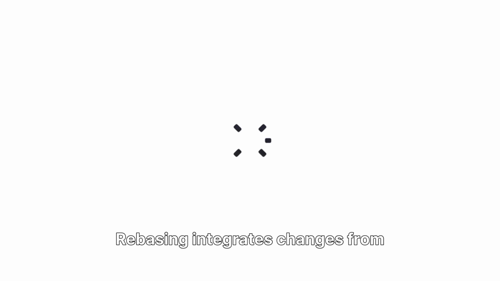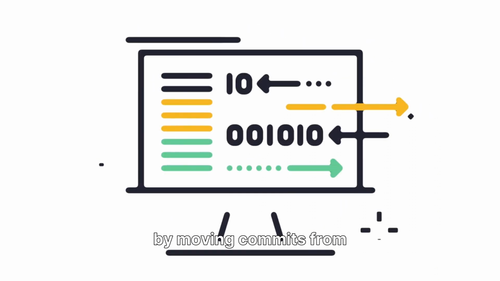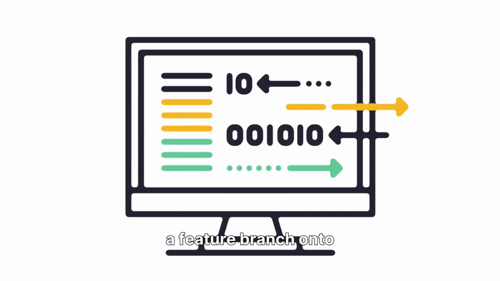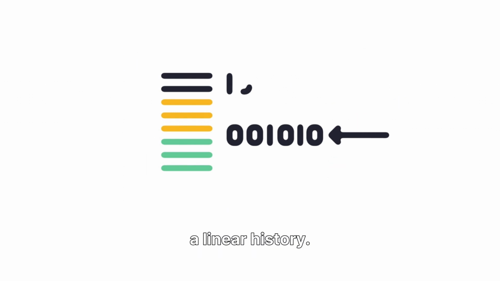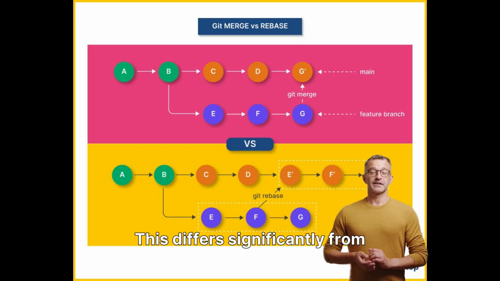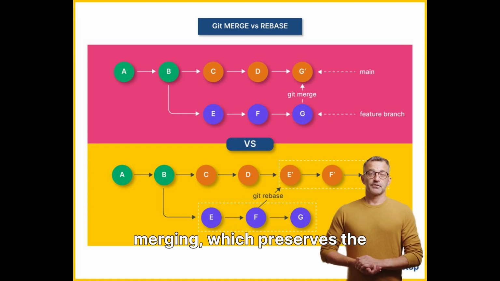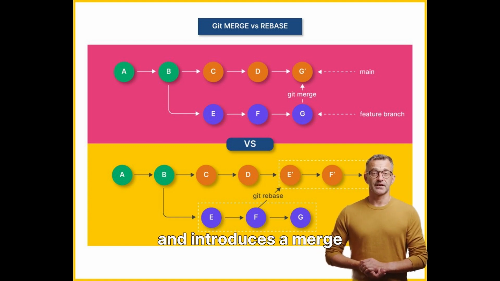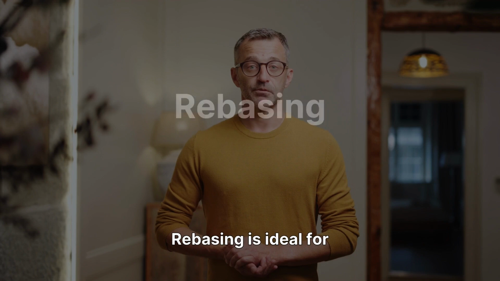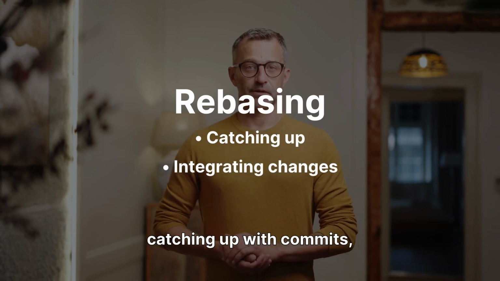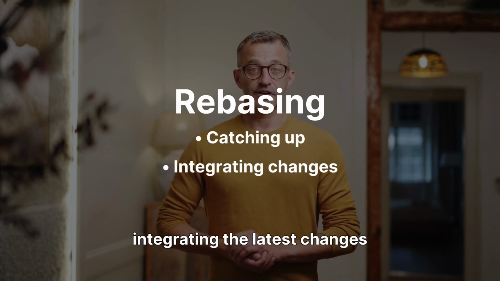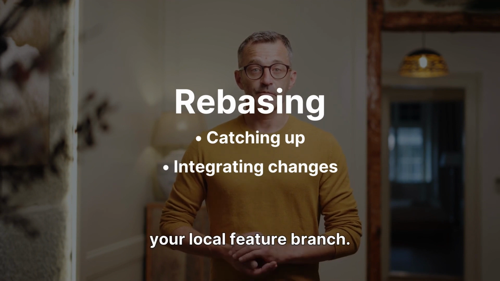Rebasing integrates changes from one branch into another by moving commits from a feature branch onto the base branch, creating a linear history. This differs significantly from merging, which preserves the history of both branches and introduces a merge commit. Rebasing is ideal for catching up with commits, integrating the latest changes from another branch into your local feature branch.